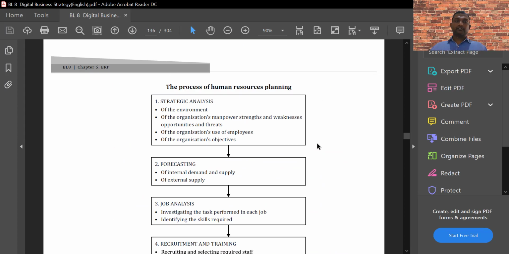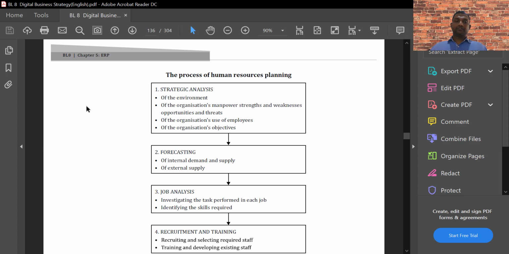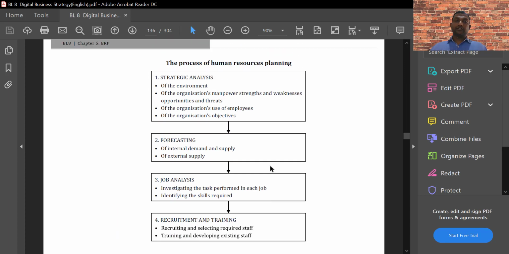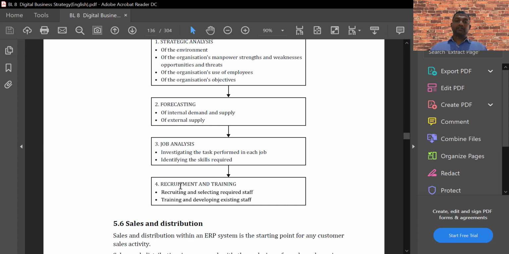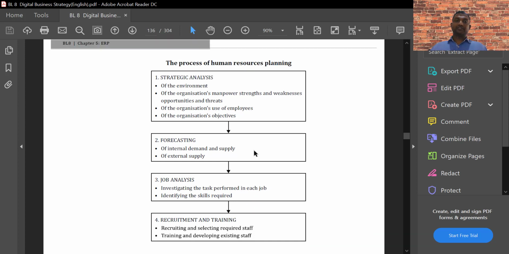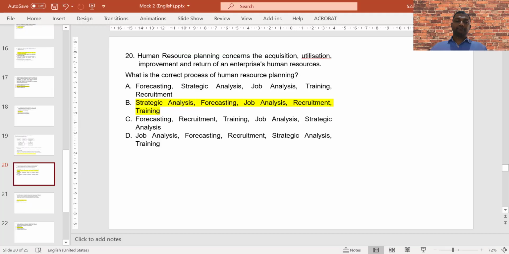So you can see in chapter 5, the same ERP chapter, the process of human resource planning. There's a diagram which has the processes mentioned. First one is strategic analysis, second one is forecasting, job analysis, and then finally recruitment and training. So these are the 4 processes of human resource planning. So you can see the correct process for human resource planning as strategic analysis, forecasting, job analysis, recruitment and training.